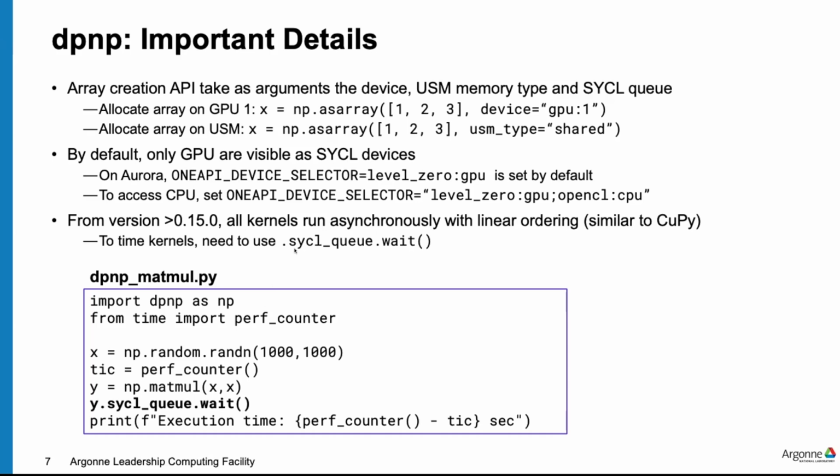And for DPNP, this is done by accessing the SYCL queue and then calling wait on that SYCL queue. So in this simple matmul example, we can allocate an array and then we do a matmul between just two copies of that array. But then if we want to time this matmul operation, we actually need to wait on the SYCL queue of the output so that we make sure that the matmul operation is done running.